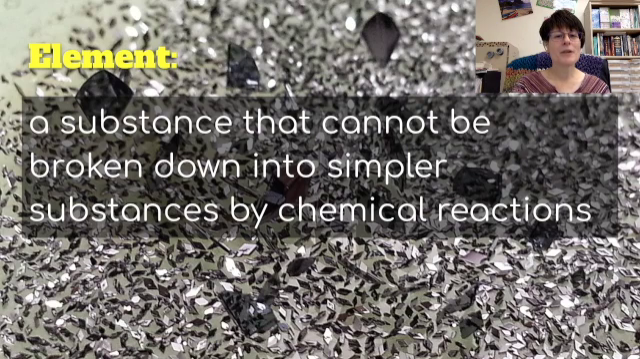Now, when we talk about chemistry, we talk about the elements from the periodic table. And an element is a substance that cannot be broken down into simpler substances by chemical reactions. And in the background, what you're seeing are iodine crystals. And so those iodine crystals are one of the elements.